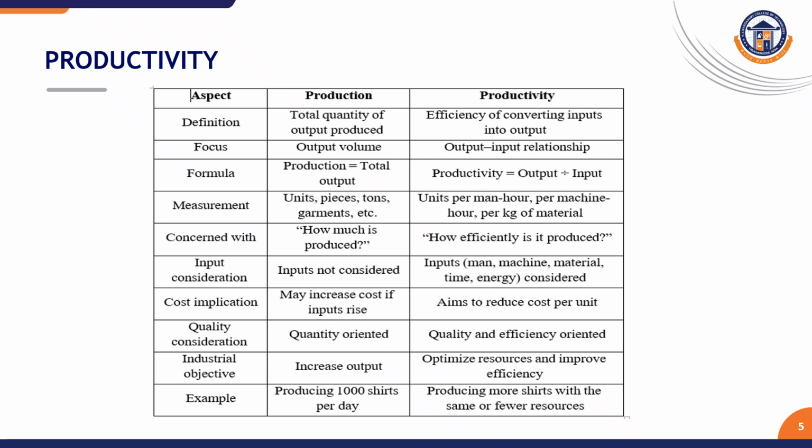The fourth aspect is the measurement. Production is measured in units, number of pieces, number of tons, or number of garments produced per day. Productivity is units per man hour.